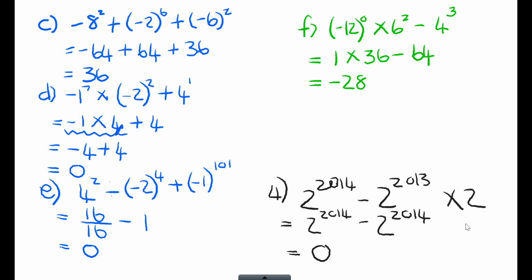Right, let's quickly look at number 4. Number 4 says calculate 2 to the power of 14 minus 2 to the power of 13 times 2. Now, what I want you to look at is this part first. Now 2 is the same as 2 to the power of 1. And what do we know about when base is the same and we are multiplying? What do I do with exponents?